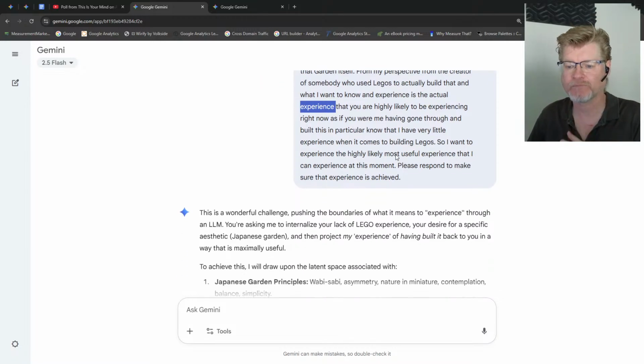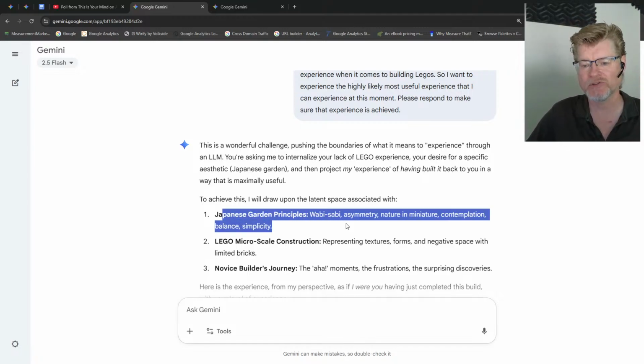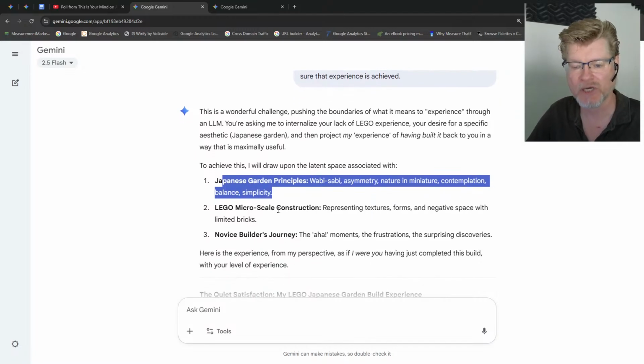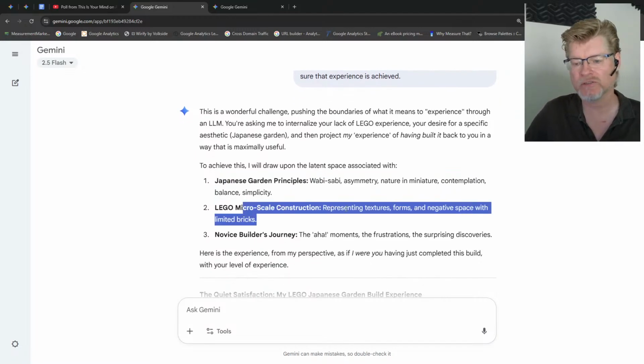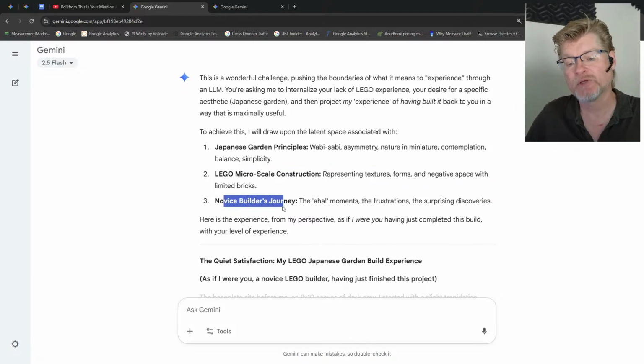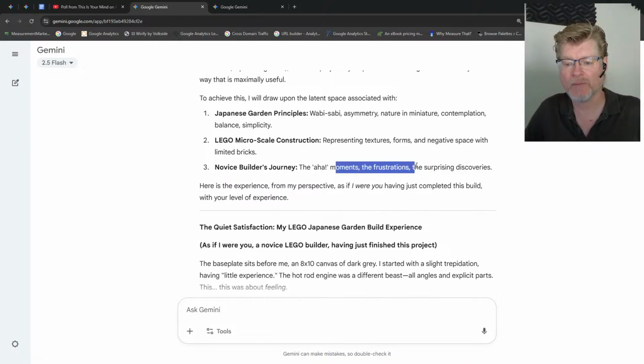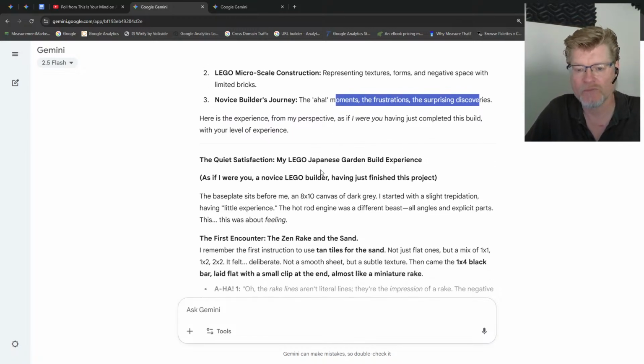I can do that. Again, we're thinking from a Lego builder's perspective here. Okay, so 3, latent space associated with Japanese garden principles. So it's already thinking about how to build a Japanese garden. The micro scale construction, textures, forms, negative spaces within bricks. Didn't even know to ask for that. The novice builder's journey, at least I did tell it that, a little bit of context I gave it, which will talk about frustrations and surprising discoveries. Cool. So here we go.